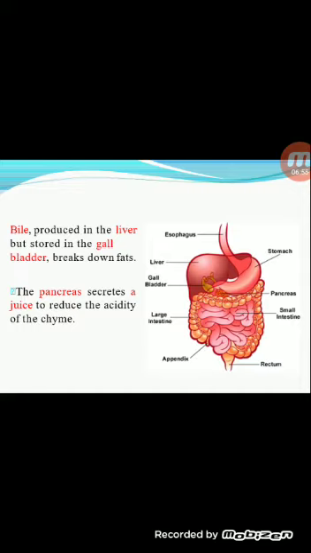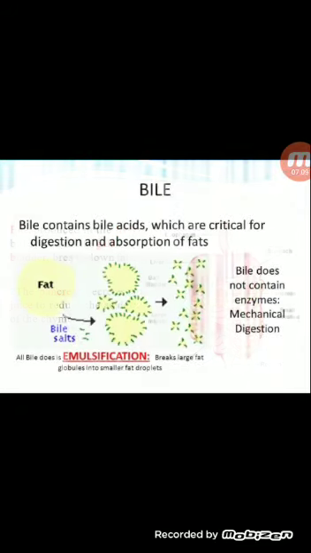So children, for each and every screen you have to recollect all the parts of the digestive system. Okay? Can I move to the next screen? Yes, thank you. See, here what is happening?